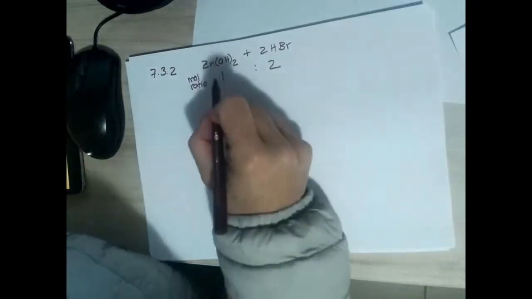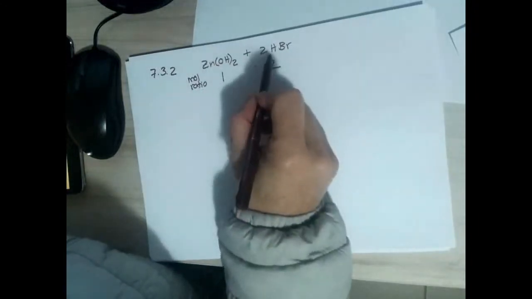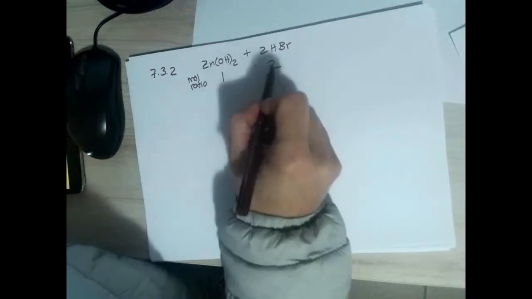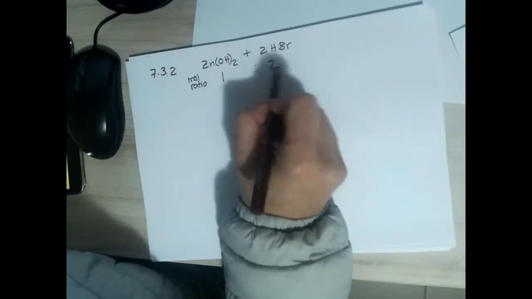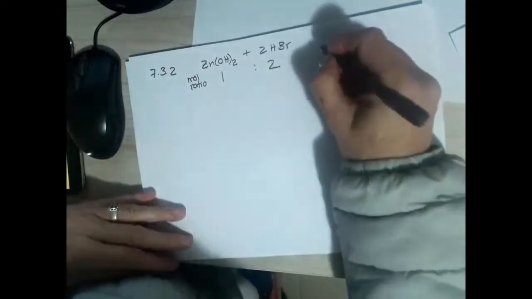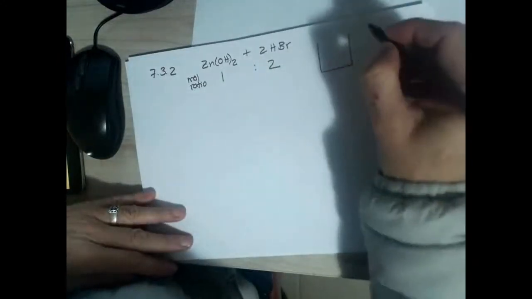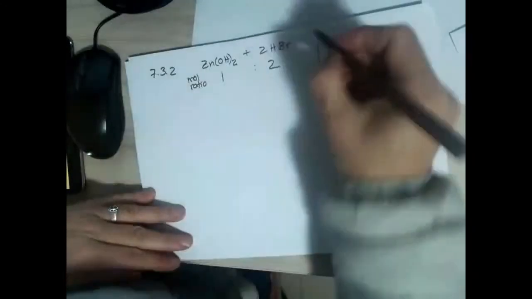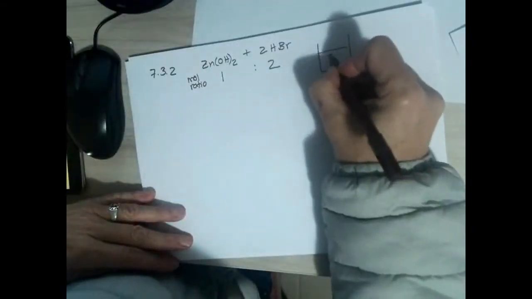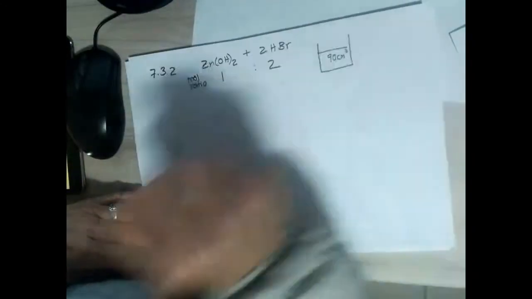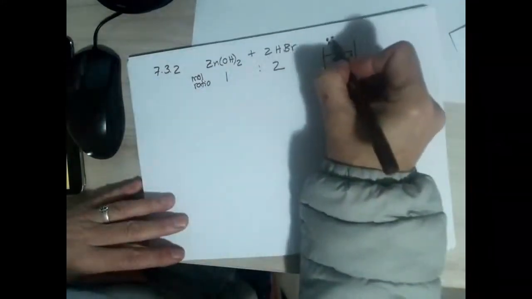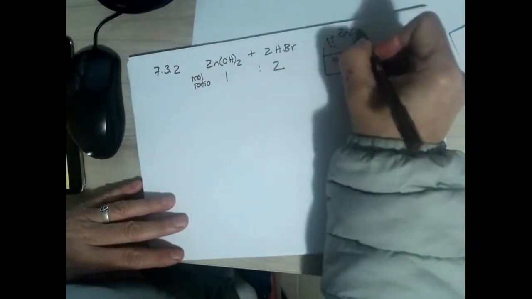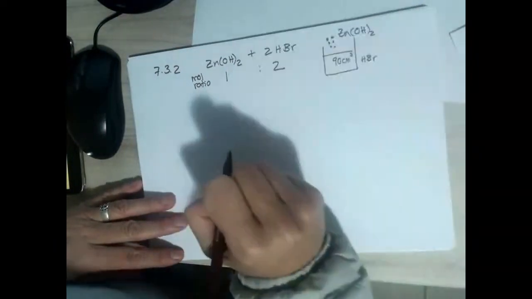Right, so I know that the mole ratio of my zinc hydroxide and my hydrogen bromide is 1:2. But I don't know how many moles of hydrogen bromide I had right to start with. Okay. So in the beginning, I had 90 cubic centimeters of my HBr. I added my solid zinc hydroxide to that. Okay.